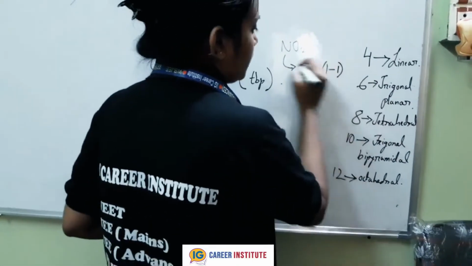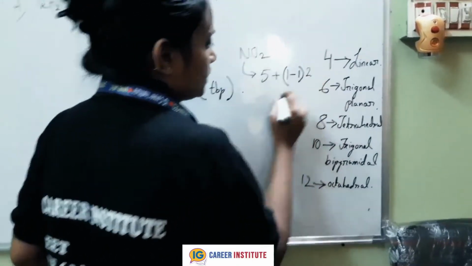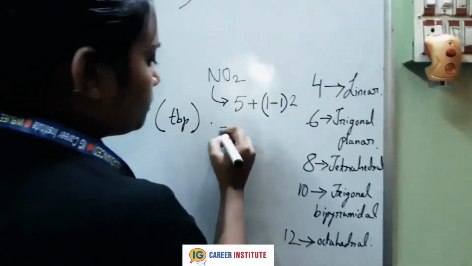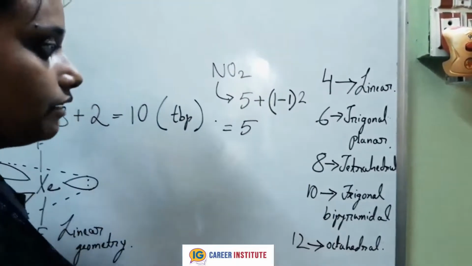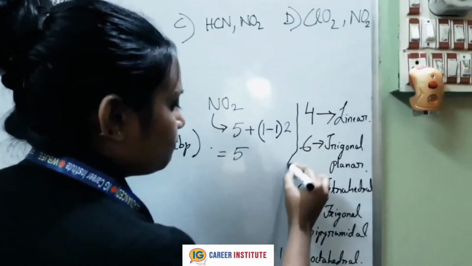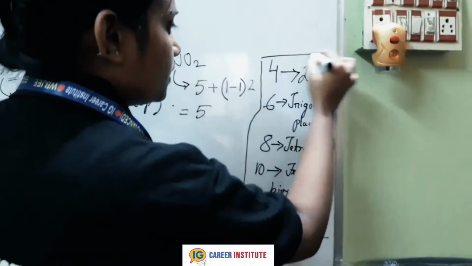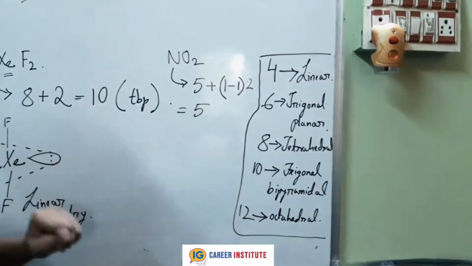And then 1 - 1, and how many oxygen are there? 2. Now 1 - 1 is ultimately 0. So what will be the end result? That is 5. Now you will be thinking that 5 is not mentioned in this chart. Then what we will basically do?